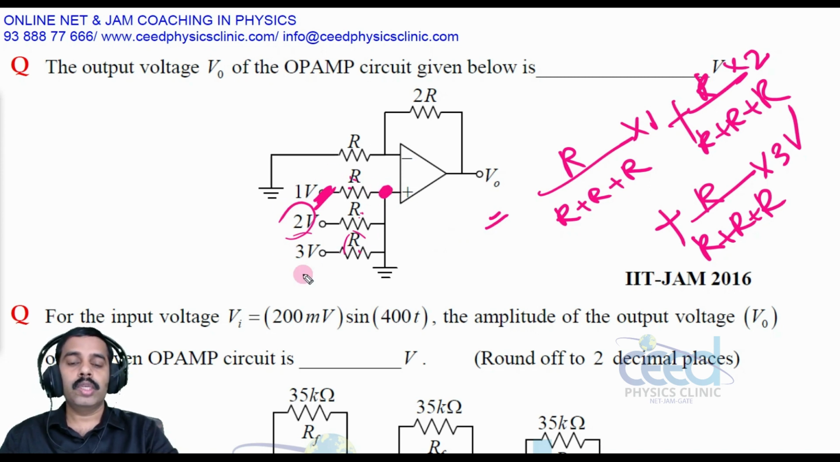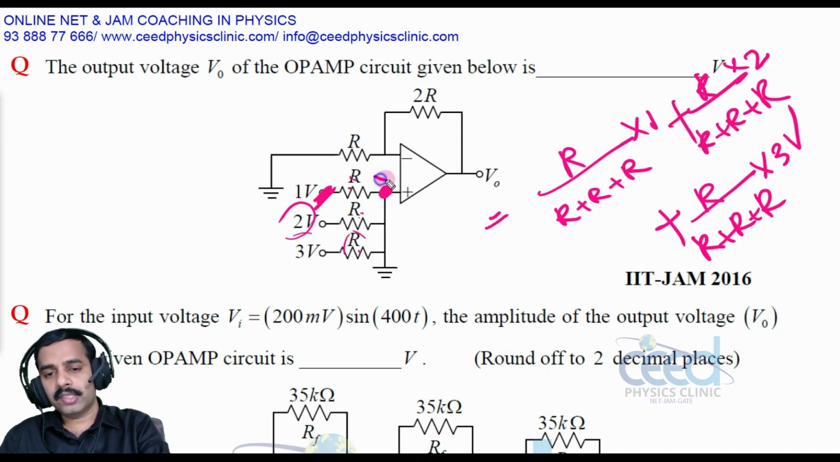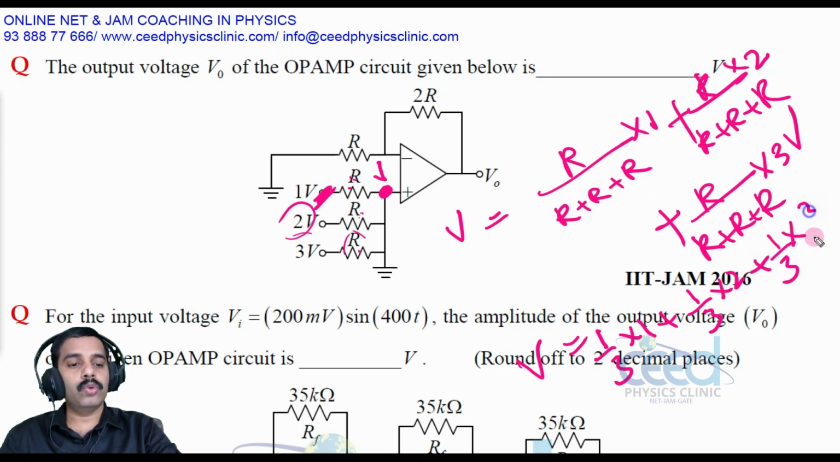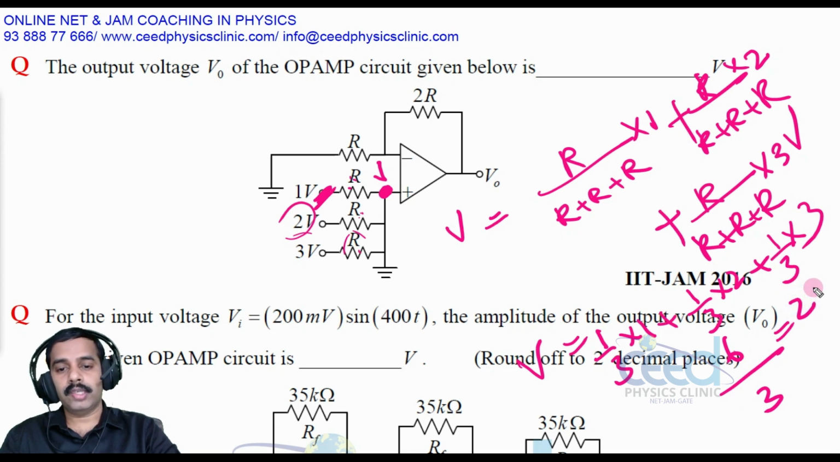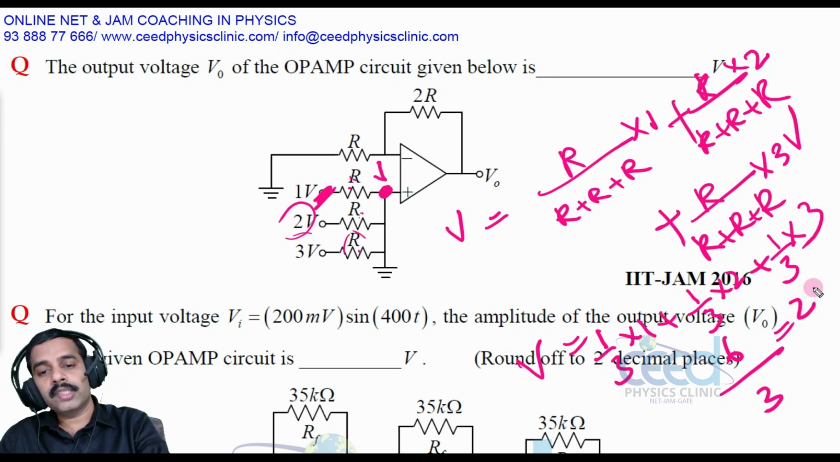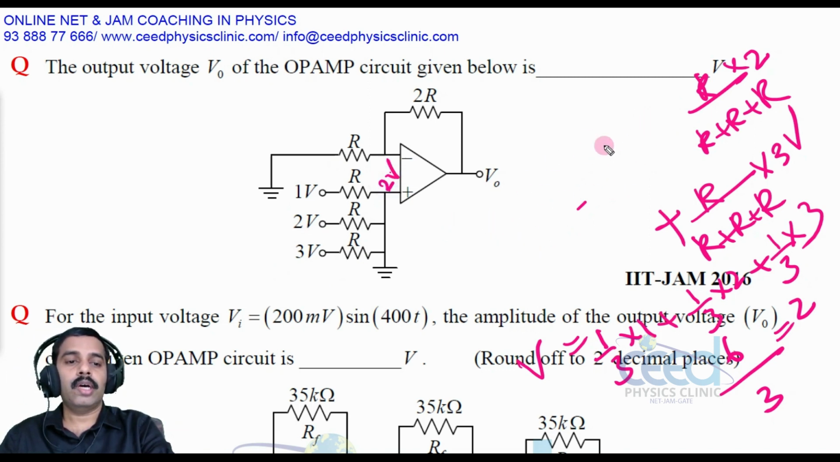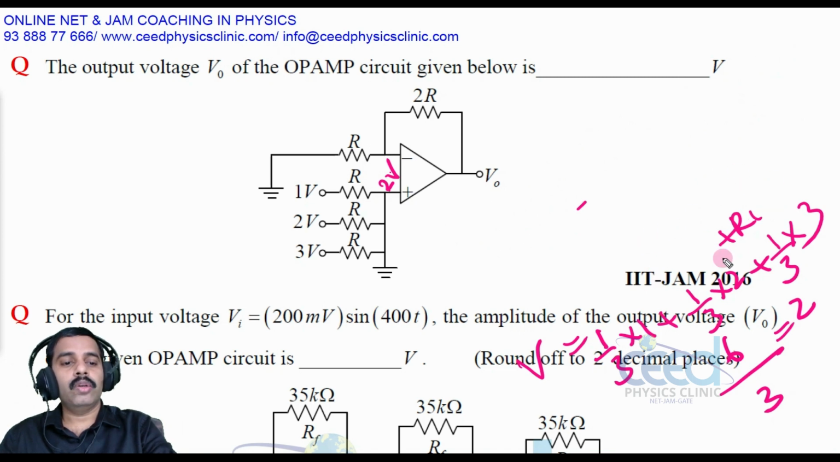So we have to solve the non-inverting input, say V, right? That V I am going to solve here. V is equal to 1 by 3 into 1 plus 1 by 3 into 2 plus 1 by 3 into 3. That is 6 by 3, that is 2, right? So the voltage available at this end is 2 volt.